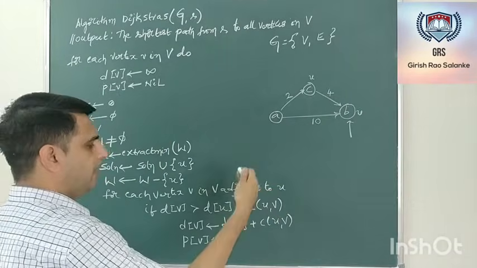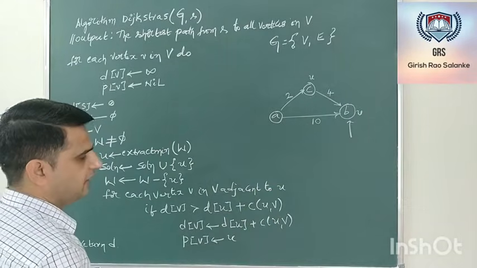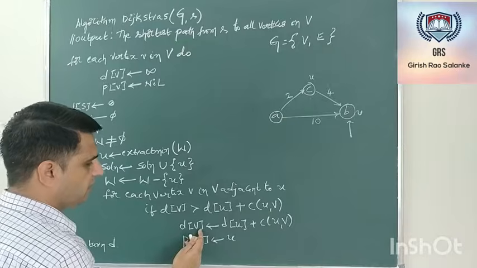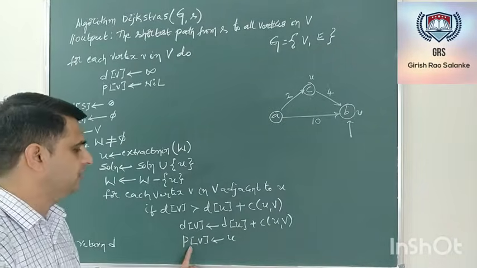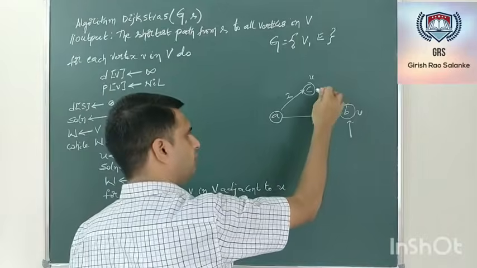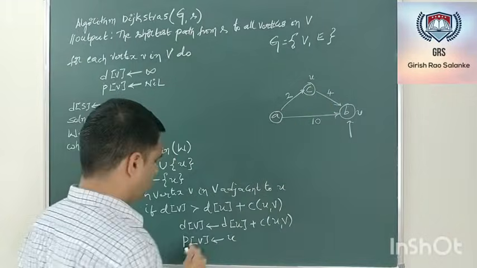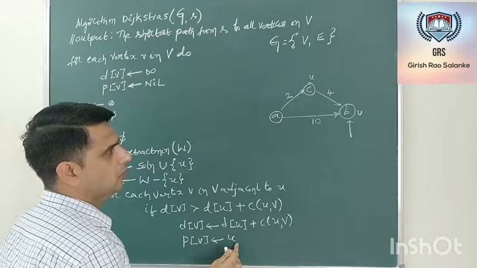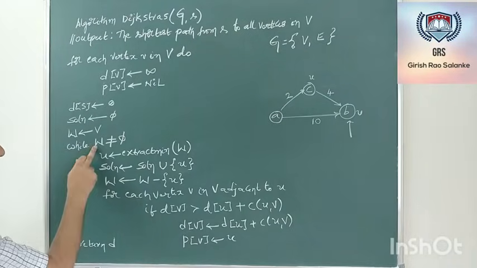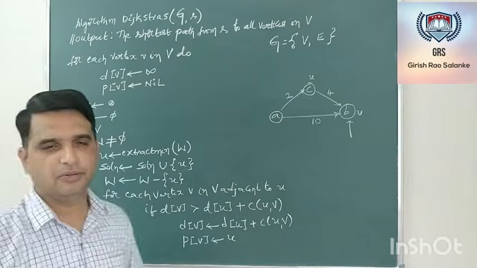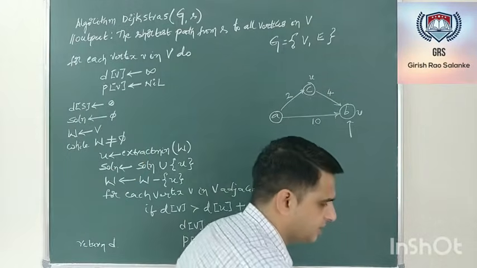I need to update the distance. I need to do a relaxation. D of V is equal to D of U plus C of U comma V, and then I need to change the parent of V from A to C. That means parent of V is equal to U. I need to do this until my W becomes null. So this was about the Dijkstra's algorithm.